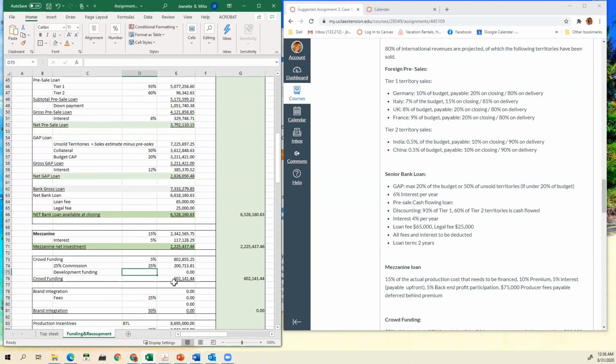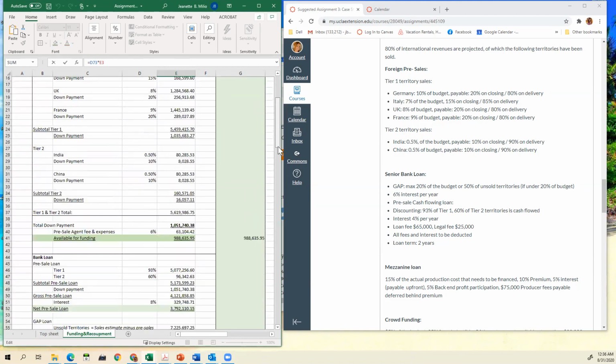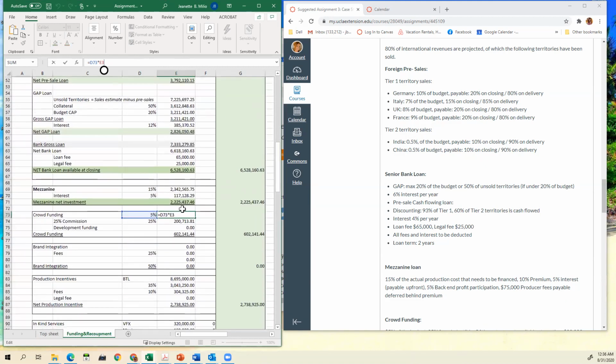The next thing we are told, we're getting a 5% of the budget, what is it here, crowdfunding amount. So we're going to do that. It's 5% of our budget. There's the budget. It's 5%. So there we go. And we're paying 25% in fees.